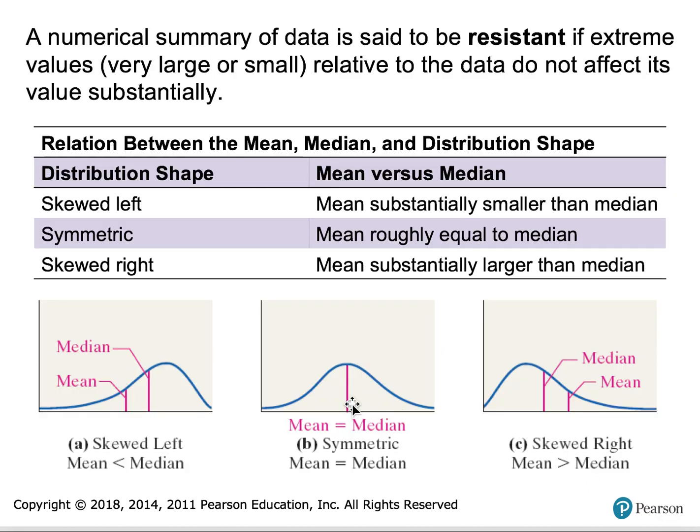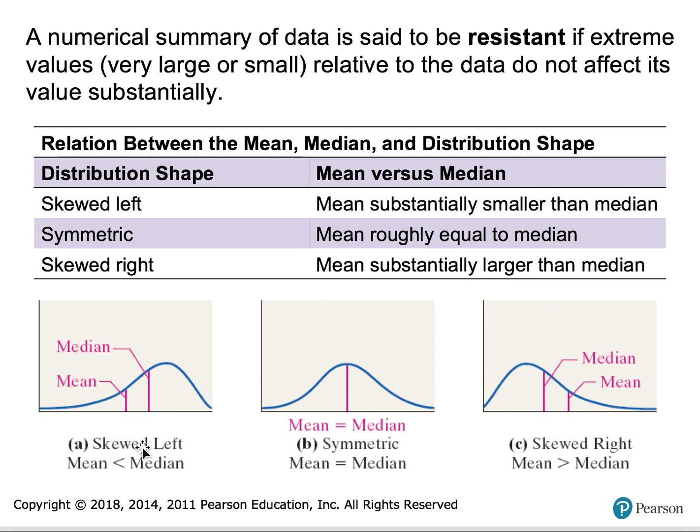Okay, so a numerical summary of data is said to be resistant if extreme values, either very large or very small, relative to the data do not affect its value substantially. So the median is resistant and the mean is not resistant. Okay? When data are skewed, there are extreme values in the tail, right, which tend to pull the mean in the direction of the tail.